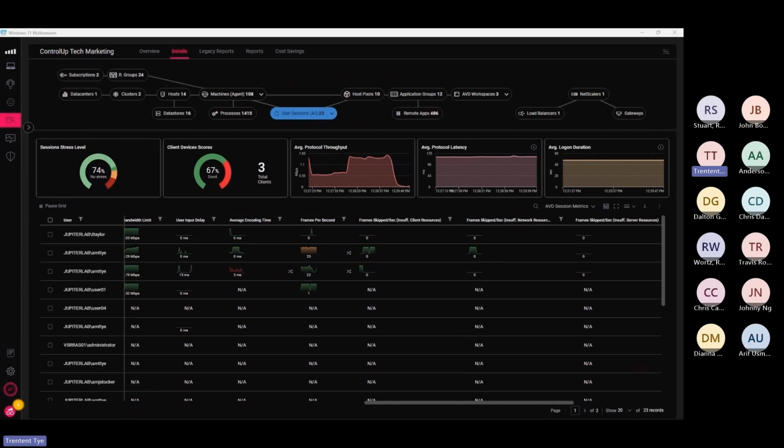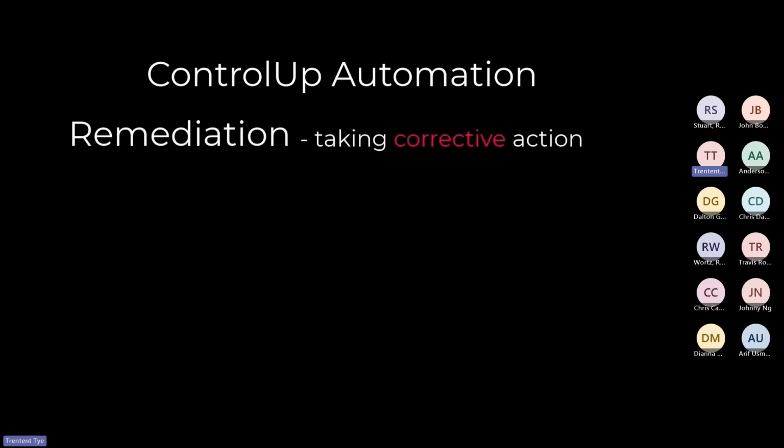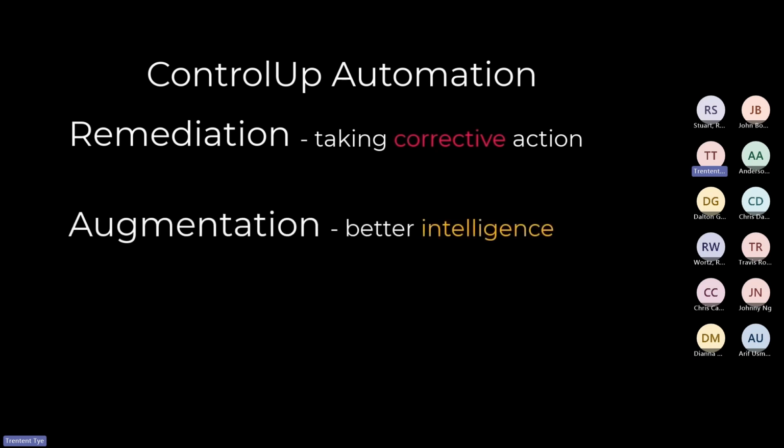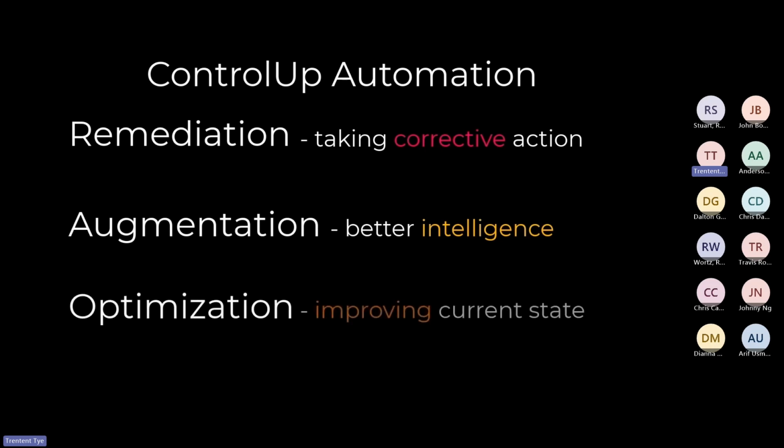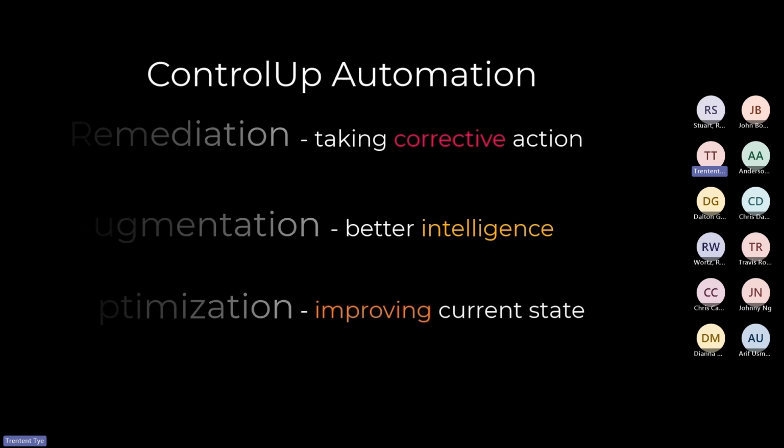I've shown how ControlUp can help in troubleshooting end-user issues. Now, I'm going to show how ControlUp can help in automating your AVD environment. There are 3 primary ways automation can help. Remediation or corrective actions can be automated so that your environment is self-healing. Automation can be used for augmenting the administrator's ability to gather data for a more comprehensive analysis of issues. And automation can provide optimization opportunities. I'll show examples of how ControlUp executes on all 3 of these fronts.